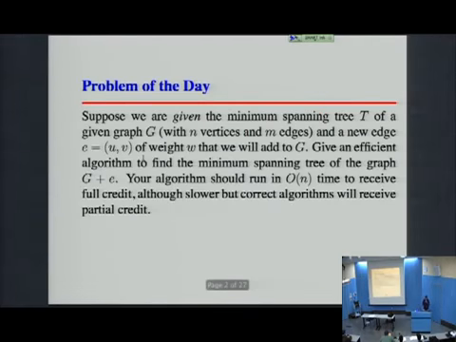Okay, let's look at the problem of the day now. Just to make sure we know about minimum spanning trees and think a little bit more about that. Suppose that we have a graph G with n vertices and m edges, and we are given the minimum spanning tree of it.